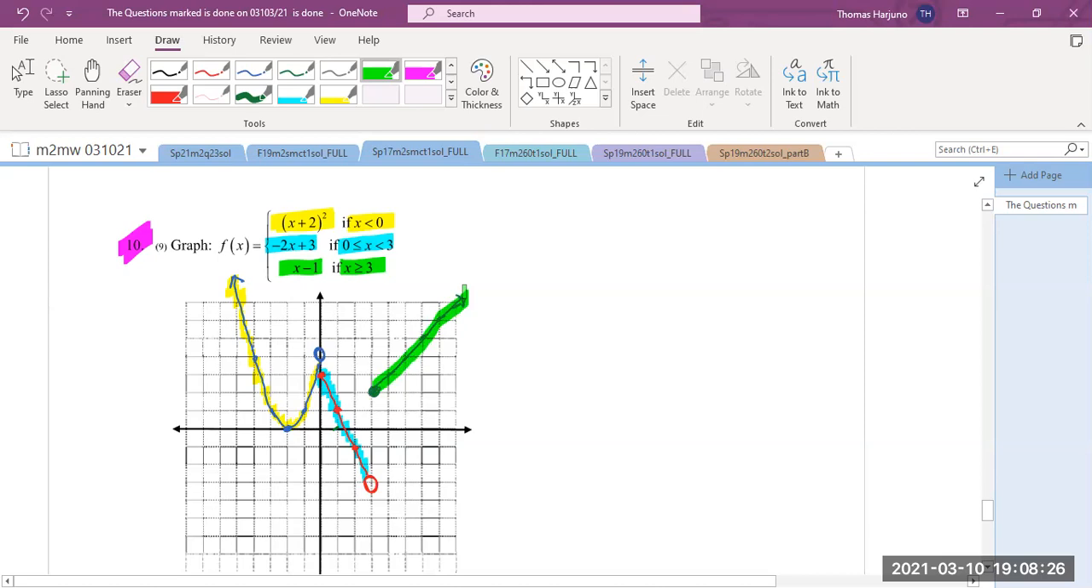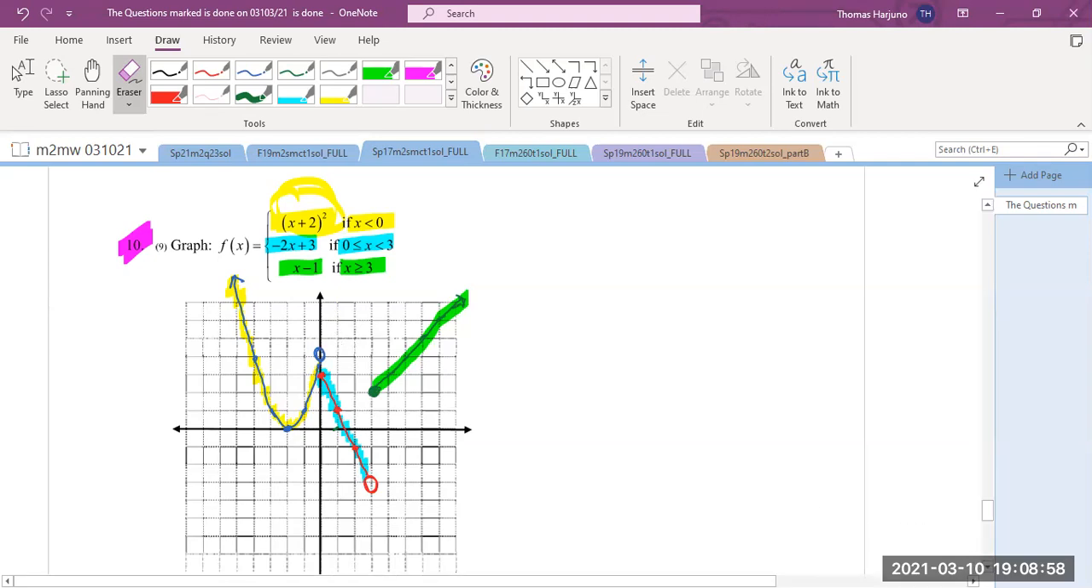Okay, that's for number 10, the piecewise defined function. So you basically graph the graph of (x + 2)², but then you limit your graph only for x less than 0. So the graph is supposed to look like this, right? Supposed to look like that. But you then erase the part that is not in that domain. So it's just like that.